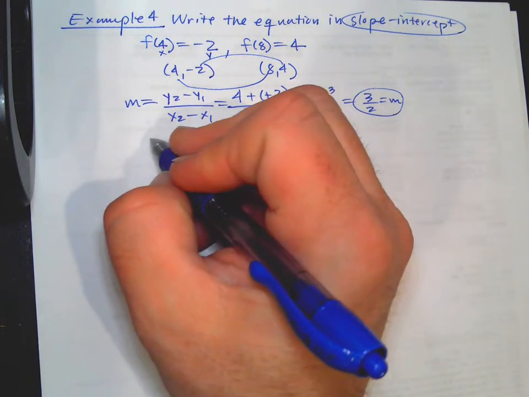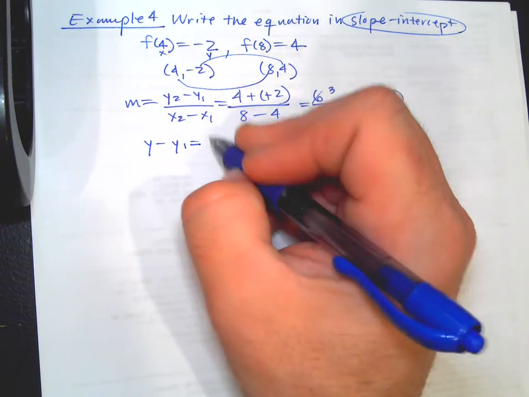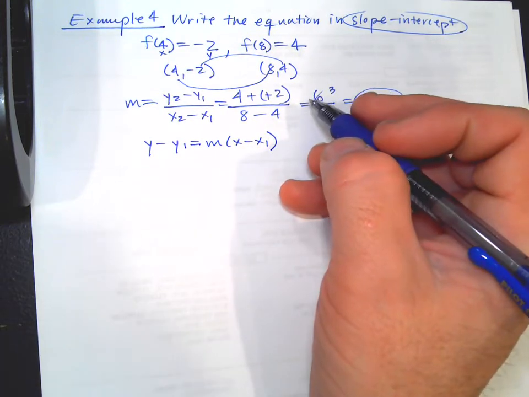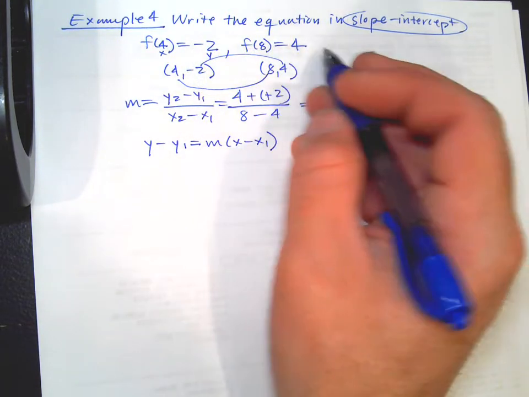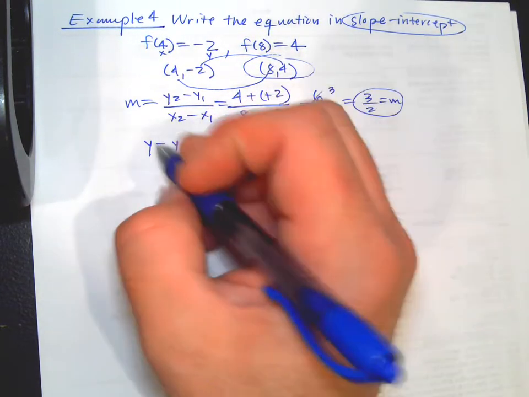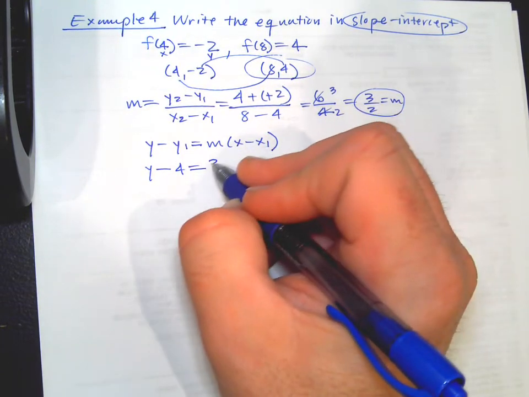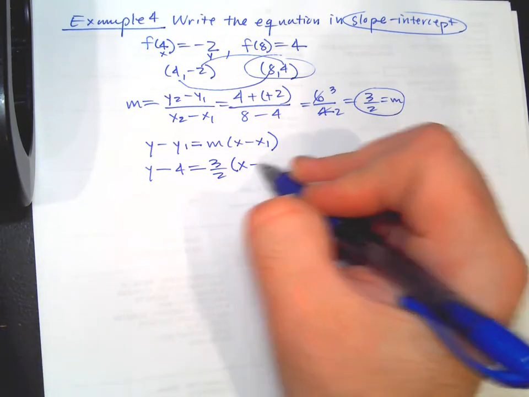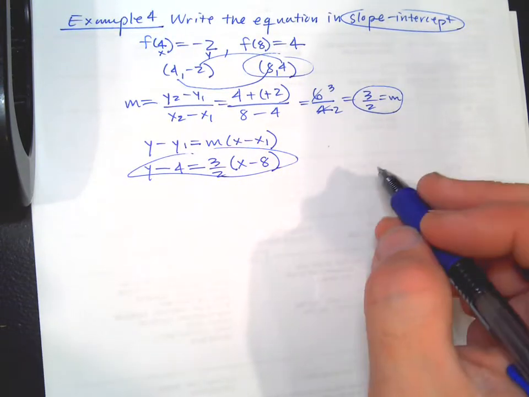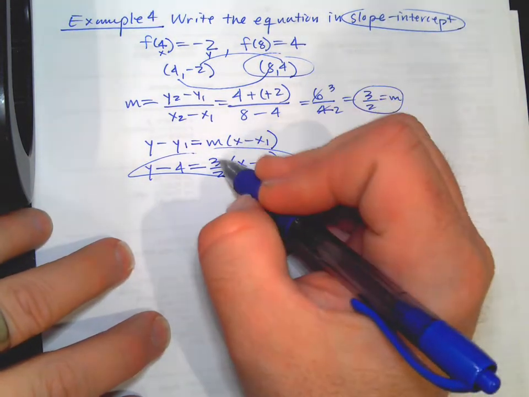Now we've got to start with point slope form because neither of these is the y-intercept. So y minus y1 equals m times x minus x1. We can use either point. So this time I'll use this one. That'll be my x1, y1. So y minus 4 equals the slope, 3 halves, times x minus 8. So this is point slope form. And if the directions asked for that, you'd be done. But this time they said slope intercept. So we have to distribute.